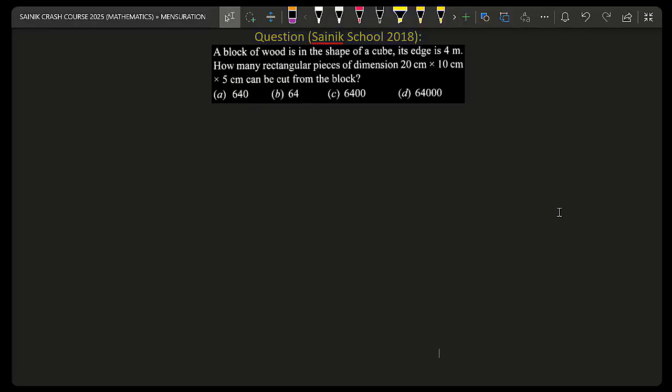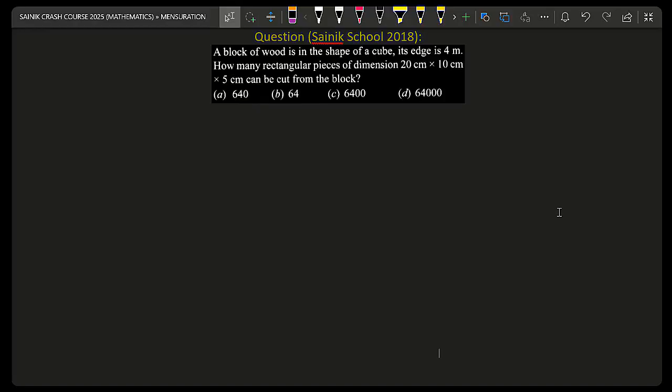Sir, first we have to find the cube volume. Yes, after that, we have to find the rectangular pieces volume. Then what we are going to do? A cube divided by the rectangular piece's volume, right? But there is a problem here. Are the units equal? Sir, no, sir. You want to convert all of them into centimeters or all of them into meters? Sir, centimeters. Okay, first cube volume in centimeters, centimeter cube.